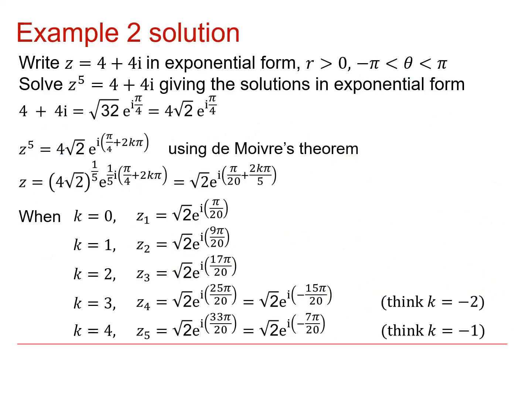Okay, that's written up more neatly for you. There's our original modulus and argument form of 4 plus 4i. This is where it's been divided down to get the fifth root, and then this is working through each of the k values, and notice we need to bring them back into range for these two here.